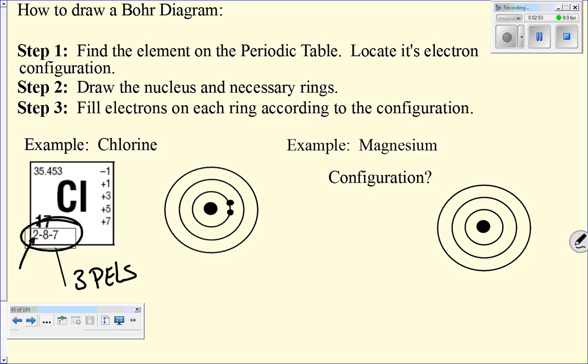They do actually exist in pairs. So you could draw 2 little dots like that. If you don't like dots, you can draw 2 little lines like that. That kind of is a quick and easy way to do these. My second ring should have 8 electrons. Again, I like them paired. 1, 2, 3, 4, 5, 6, 7, 8. And my outermost ring is going to have 7. 1, 2, 3, 4, 5, 6, 7.